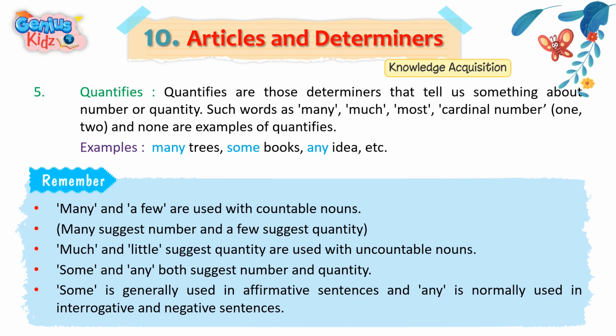Remember, many and a few are used with countable nouns. Many suggests number and a few suggests quantity. Much and little suggest quantity and are used with uncountable nouns. Some and any both suggest number and quantity. Some is generally used in affirmative sentences, and any is normally used in interrogative and negative sentences.